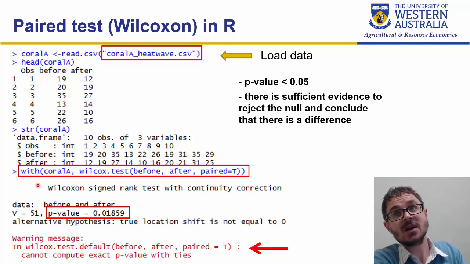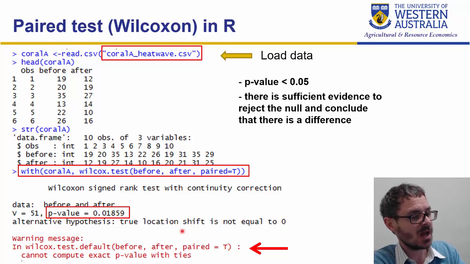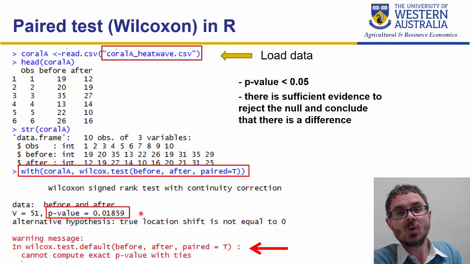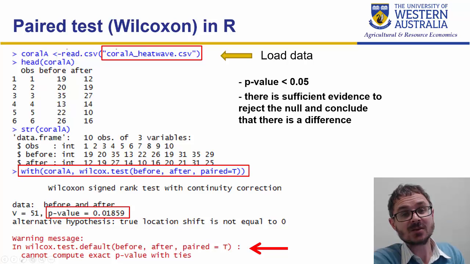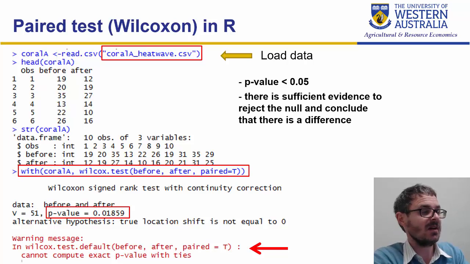How do I implement my test? With my data set, apply the test wilcox.test, before, after, paired equals true. Again, we get all the warnings, which we don't really pay much attention to. It's a shame that they come in bright red, so they catch your attention. And we just look at this value here, which is a p-value of less than 0.05, which means that we have sufficient evidence to reject the null. In practice, we conclude that there has been a deterioration in the environmental conditions at the Coral A site before and after the heat wave event.